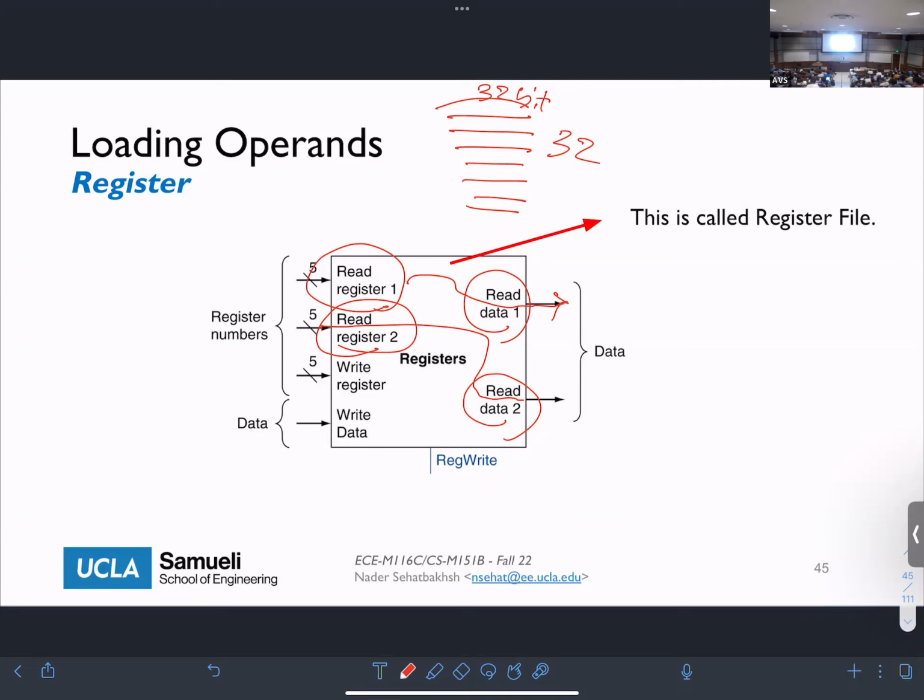And on top of that, we have write register and write data. This write register is basically RD, and this write data is the value that we want to store in RD, which I'm going to talk about later.